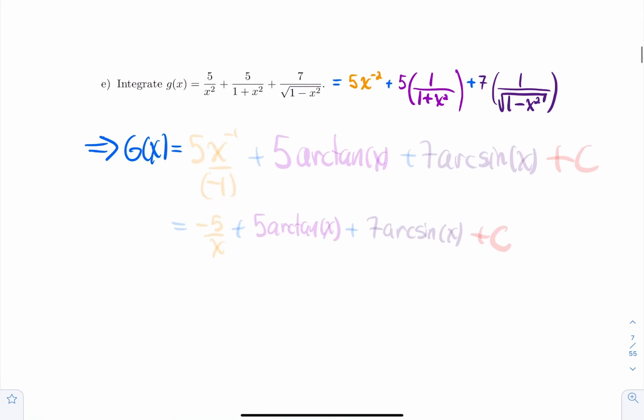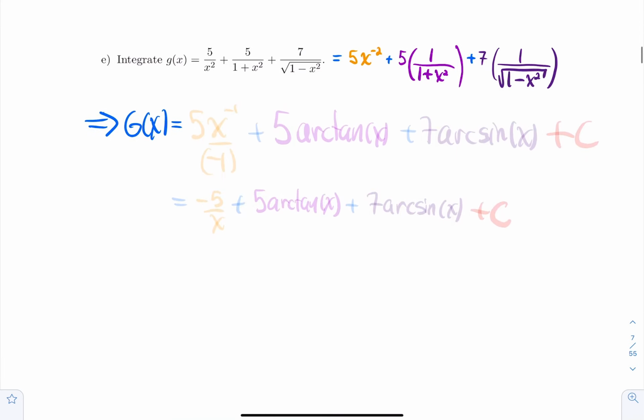Now for our last example in that section, let's integrate 5 over x squared plus 5 over 1 plus x squared plus 7 over the square root of 1 minus x squared. So here it's just a question of making sure you know the distinction between using the power rule or something else. So 5 over x squared, that's a power function where the power is minus 2.